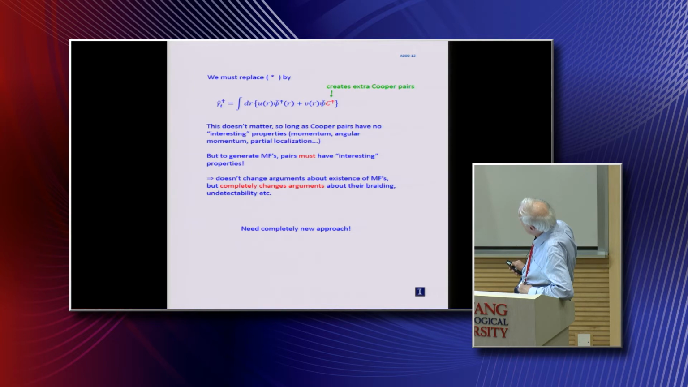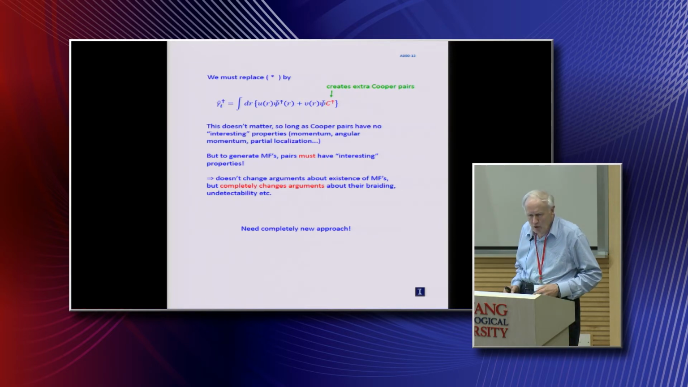quasi-particle creation operator, gamma delta, by the following. It is indeed a quantum superposition of an extra real particle here, an extra electron, and an extra hole, but when you create that hole, you must conserve particle number by creating an extra Cooper pair to go with it.